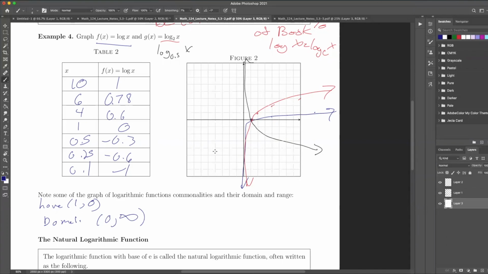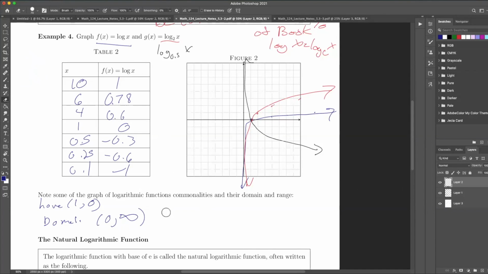So notice here, I can't plug in negative x's. That doesn't make sense, right? And the reason that doesn't make sense is because if I'm looking at log base 10 of negative 2, that's equal to what? Well, 10 to what power equals negative 2? Well, 10 to no power is going to give us negative numbers, right? And so that's why the domain doesn't include negative numbers. It just doesn't work.